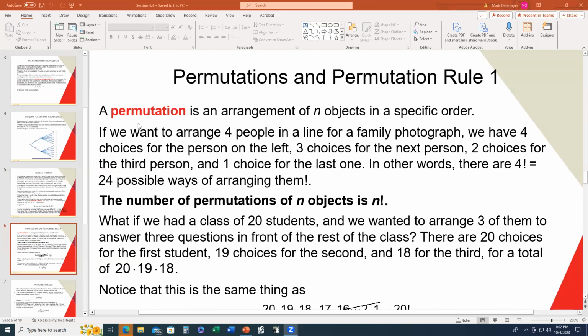All right, a permutation. What is a permutation? It's an arrangement of n objects in a specific order. Now, the key with permutations is that order does matter, unlike combinations where order does not matter.